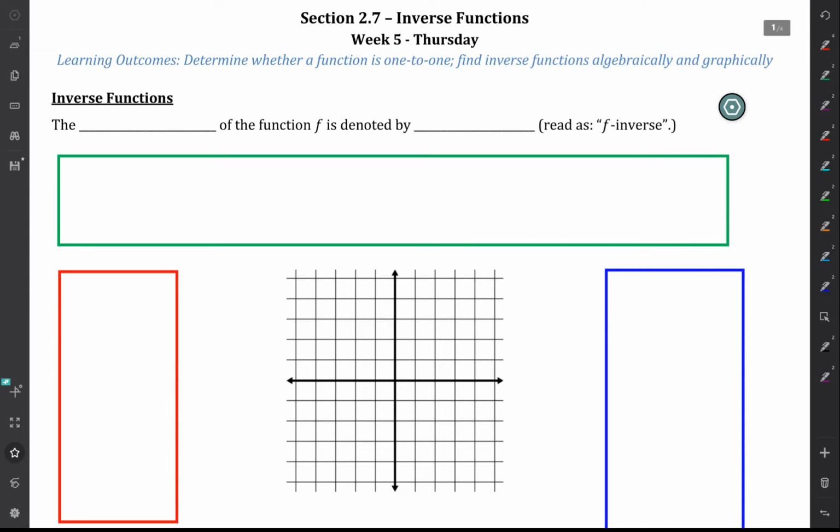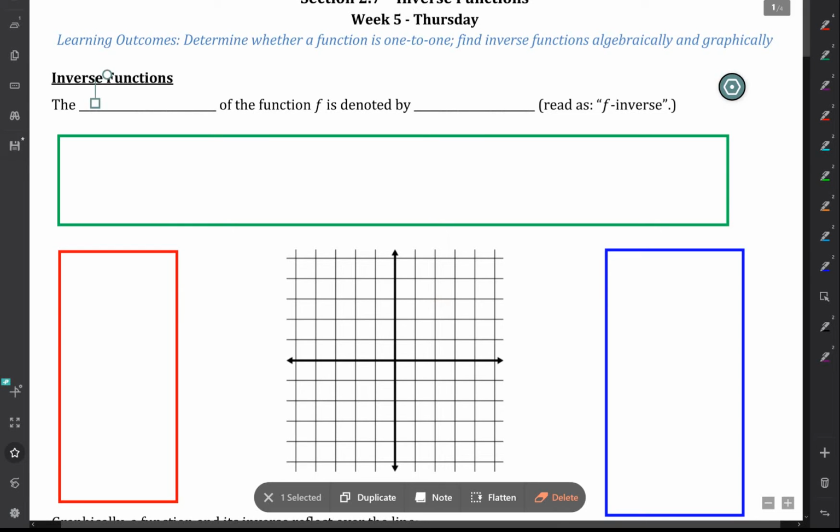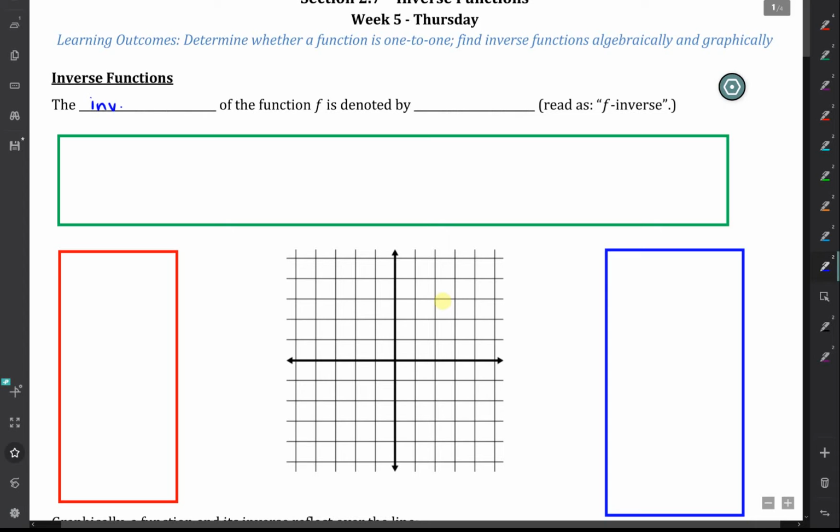Okay, in section 2.7 we're going to talk about inverse functions. I want to say that the inverse of a function f is denoted by f to the minus 1, and it's read as f inverse. So this is the function that undoes f.